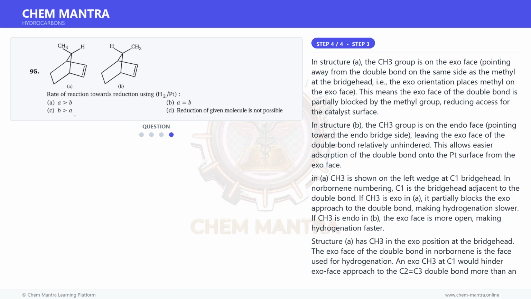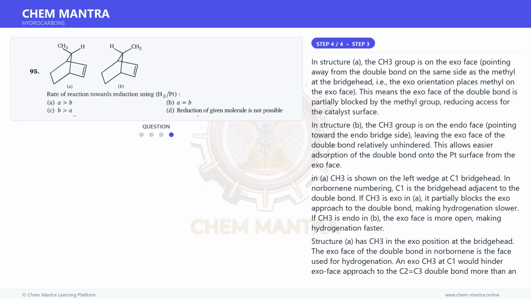In A, CH3 is shown on the left wedge at the C1 bridgehead. In norbornene numbering, C1 is the bridgehead adjacent to the double bond. If CH3 is exo in A, it partially blocks the exo approach to the double bond, making hydrogenation slower. If CH3 is endo in B, the exo face is more open, making hydrogenation faster.